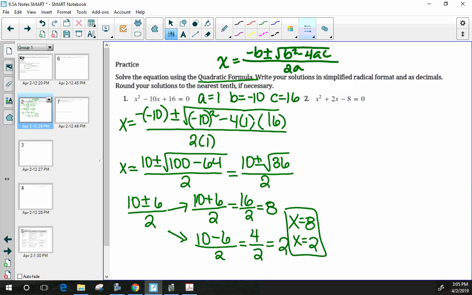Yes, that's on the test, yeah. Mm-hmm. Absolutely. Okay, you definitely need to know the formula. Yeah. Divide what by 2?